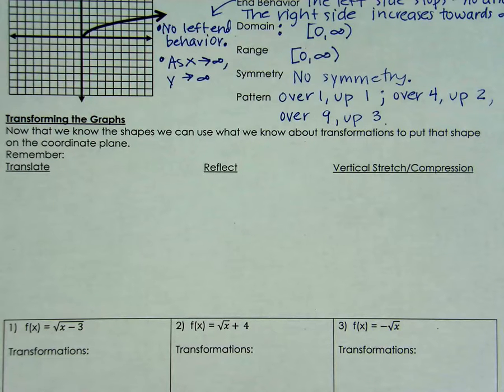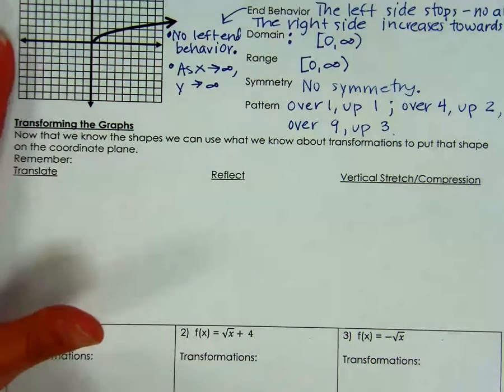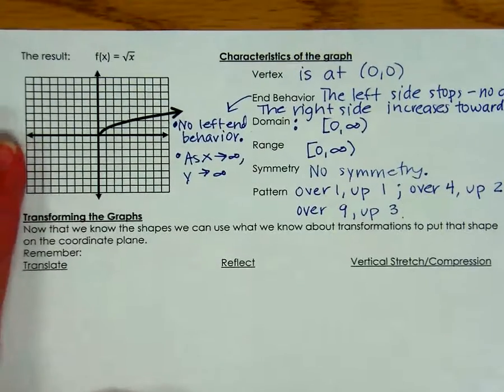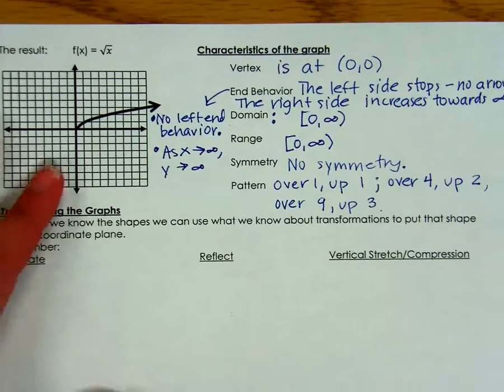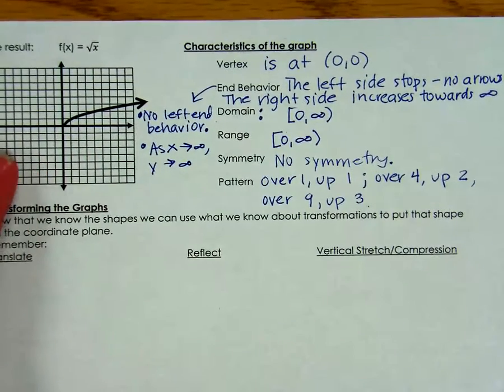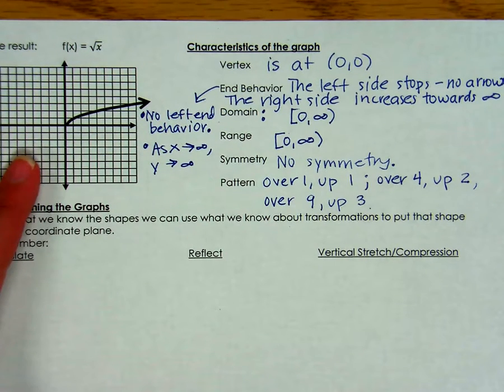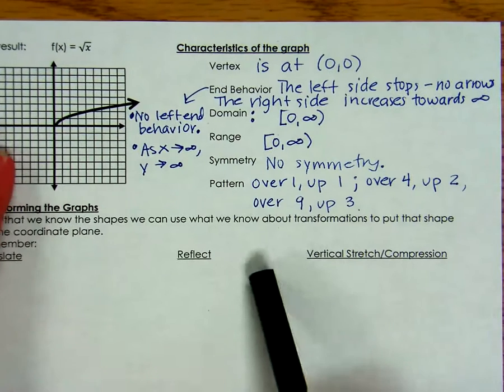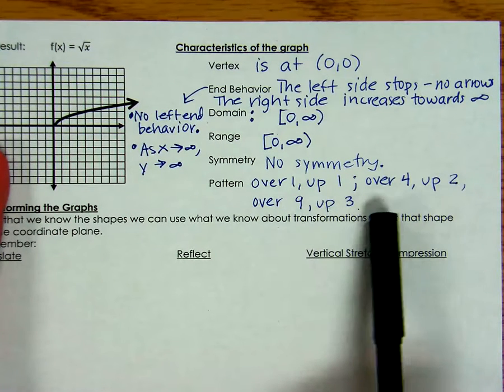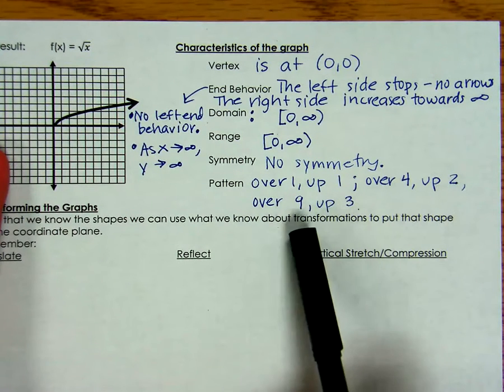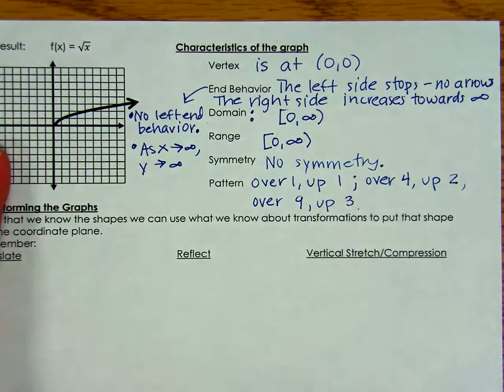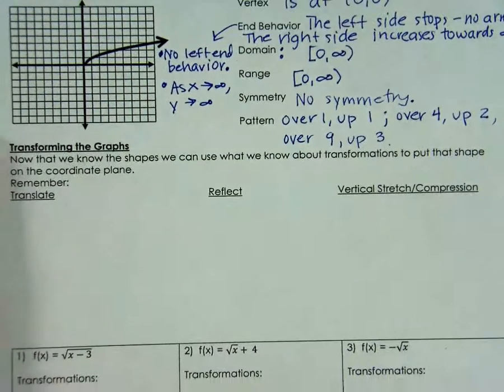Where we left off last time, we were looking at just the parent function of f of x equals the square root of x. Our pattern was the exact inverse of f of x equals x squared. So rather than over 1 up 1, over 2 up 4, over 3 up 9, it is now over 1 up 1, over 4 up 2, over 9 up 3. We can use that information to help us transform the graphs just like we've done in the past.